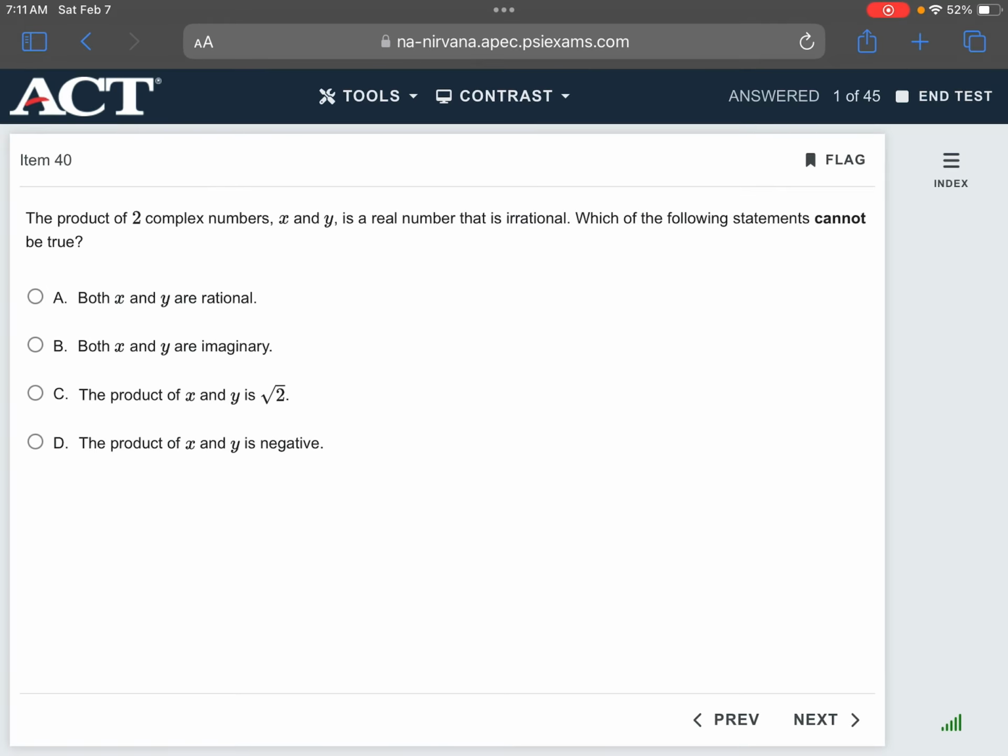All right, so today's question is a little different than what we've been dealing with, because it's a little more conceptual. It says the product of two complex numbers x and y is a real number that is irrational. Which of the following statements cannot be true? I always hate these "cannot be true" statements, so let's look at unpacking this question. We're starting with two complex numbers. Let's draw a little bit here to try to figure out what we're dealing with.